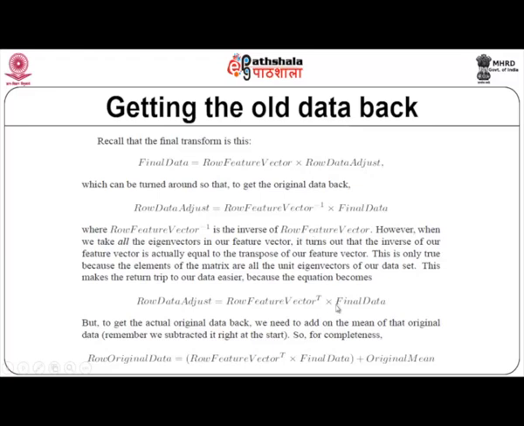Now, if you add the original mean to this product, then you will regain the original data. So, you can understand whether the data which you have derived based on adjusting the mean and the new principal components are representing your original data by means of getting back to the old data using these derivations.